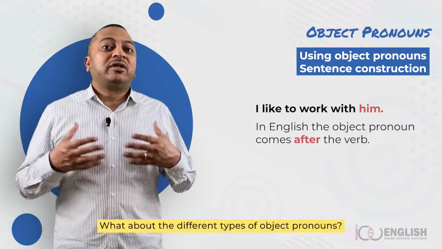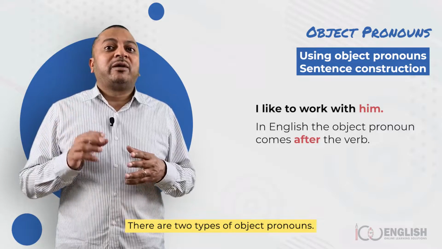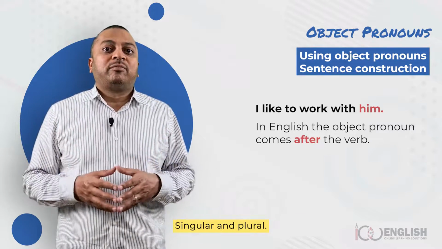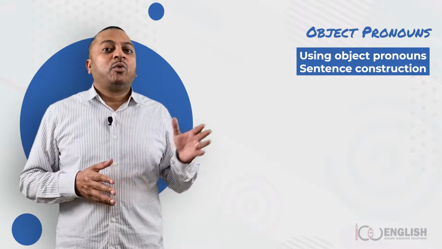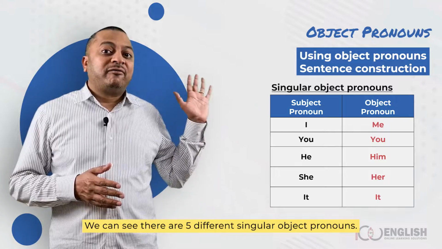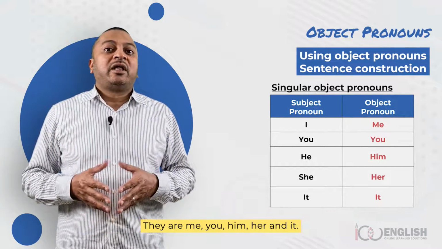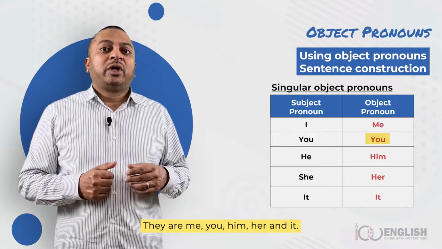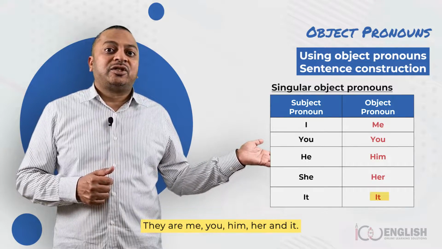What about the different types of object pronouns? There are two types of object pronouns, singular and plural. Let's start with the singular ones. We can see there are 5 different singular object pronouns. They are me, you, him, her, and it.